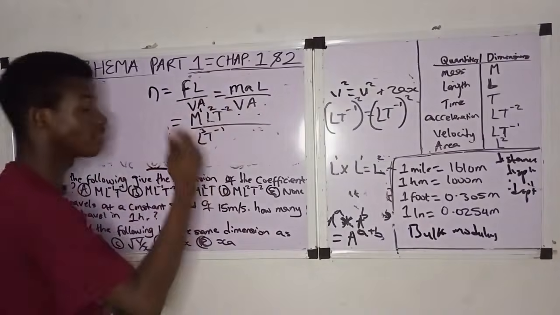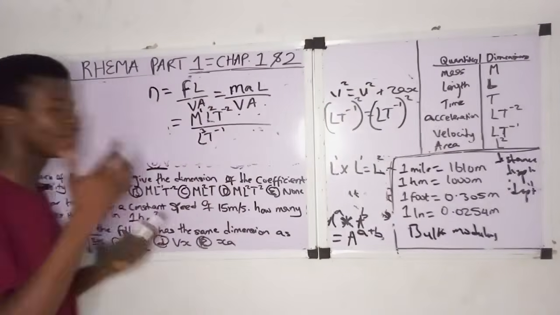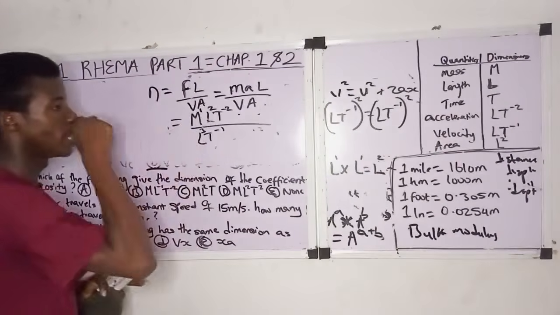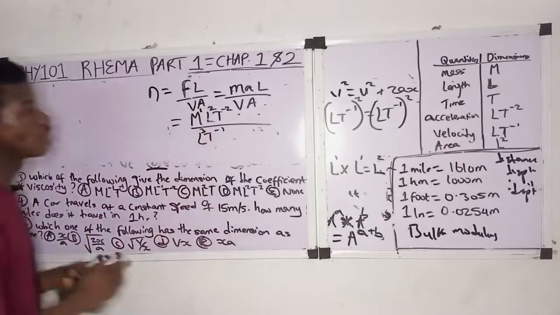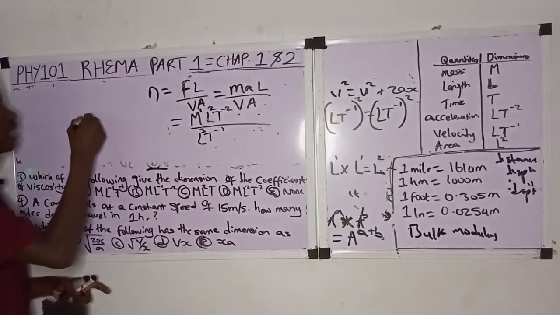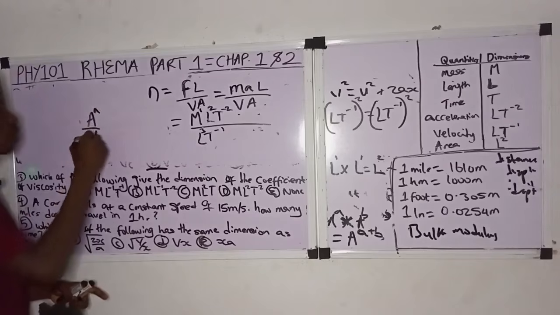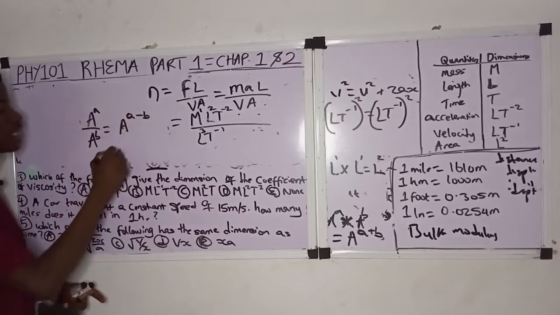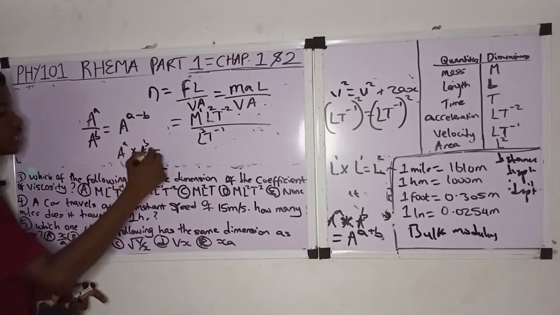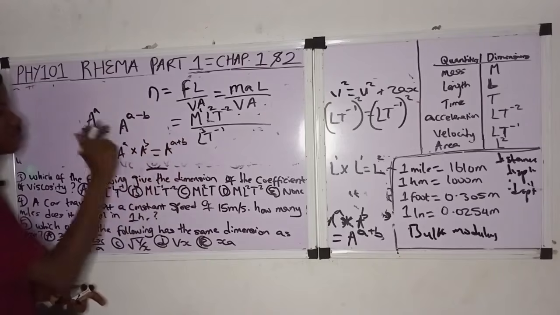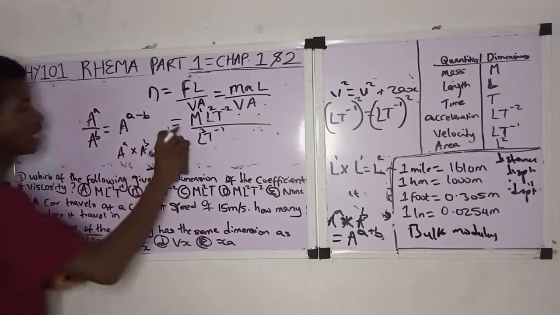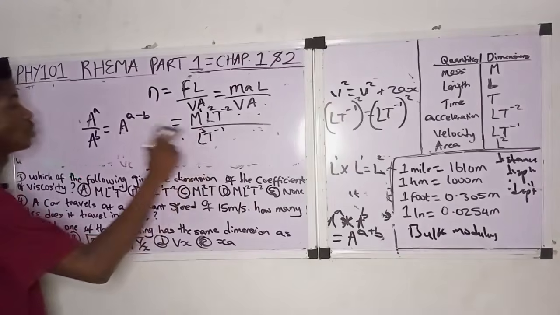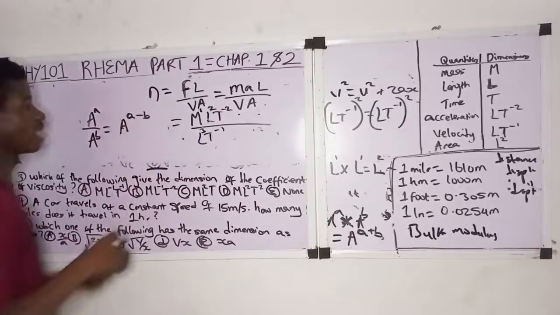Now, let's simplify further. Everything here is just indices. Look at these two: L raised to power 2 and L raised to power 3. These are the same base. According to indices, when the same base are dividing each other, we take one of the base and subtract their powers. But when they are multiplying each other, we add their powers. When they are dividing, we subtract their powers. Look at this one: L2 is dividing L3, so we take one of the base and subtract their powers.